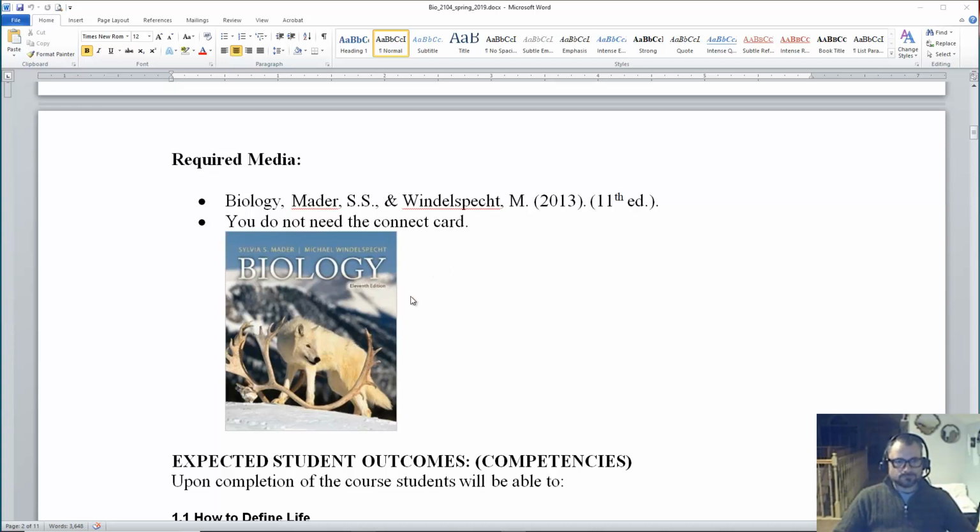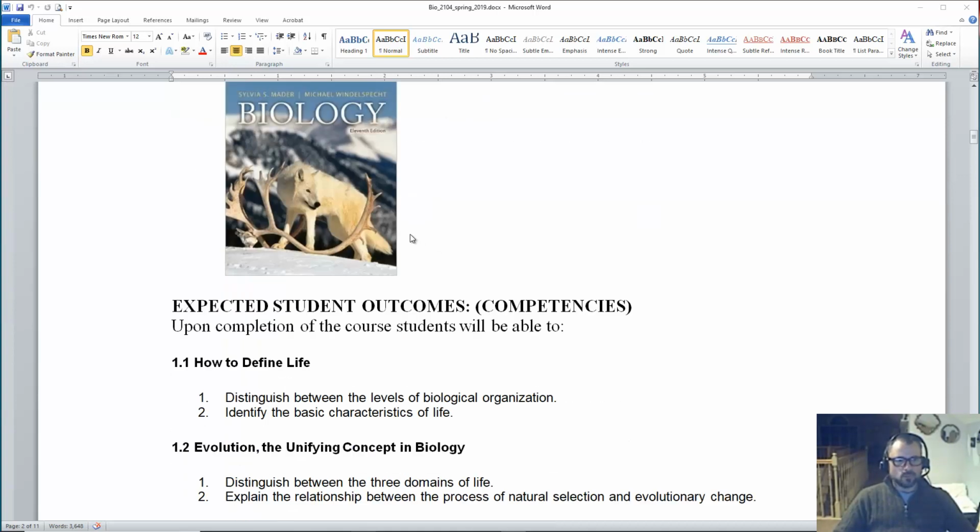So this is that book. There actually is a newer version of this, but I really don't need the newer version. This one works fine for me and works fine for you. So this is the 11th edition. There's a card that comes with it. You do not need that card. I have all the materials that we need. We don't need access to their websites.